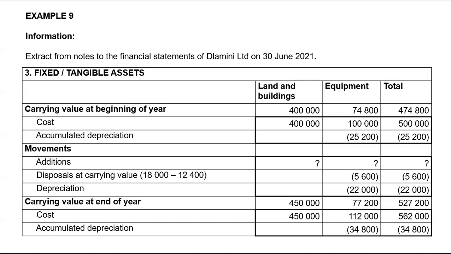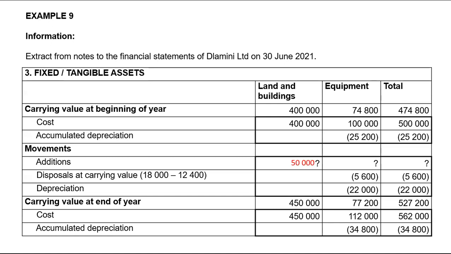But let's quickly determine the movements under land and buildings. Basically, the formula that I just showed you earlier on is the same as your tangible asset note. It's just that I simplified it a little bit just to show it as part of your calculations. Now, when you look at land and building, the cost price at the beginning of the year is 400,000. There's no depreciation for land and building. There was no disposal of land and building. And at the end of the year, the cost price is 450,000. So what happened? It means we purchased land and buildings worth 50,000.